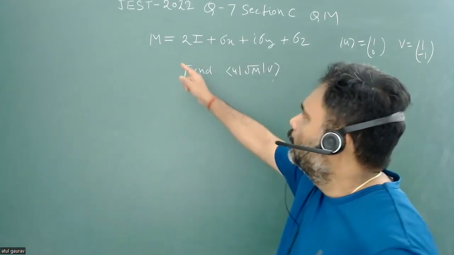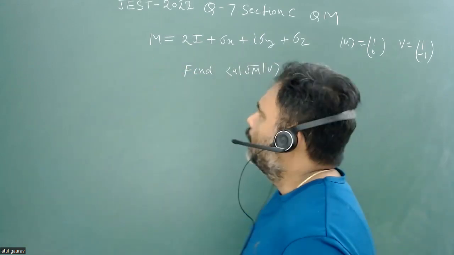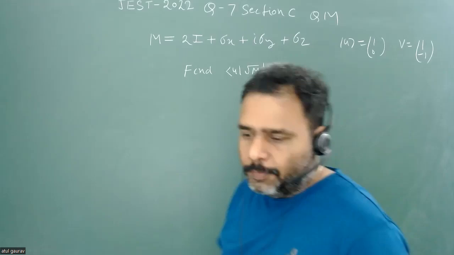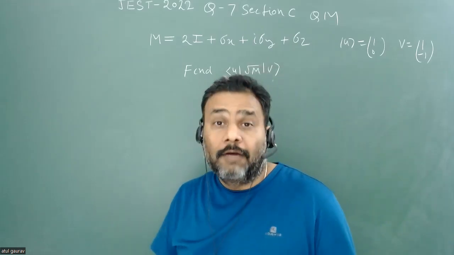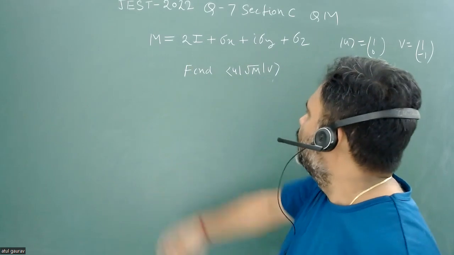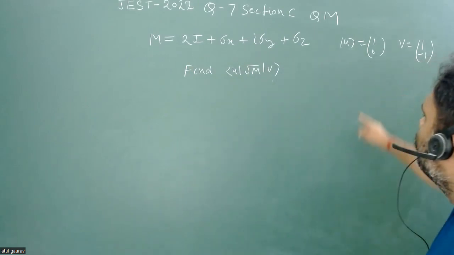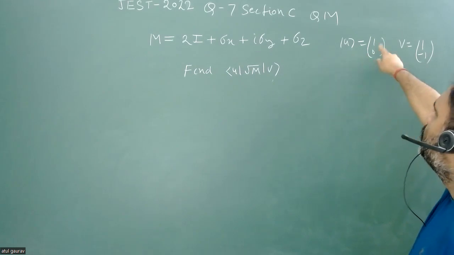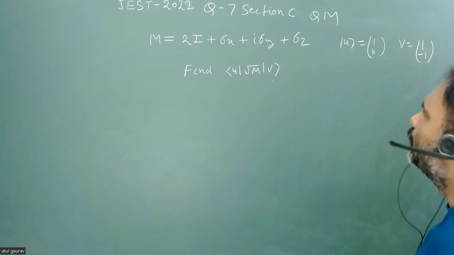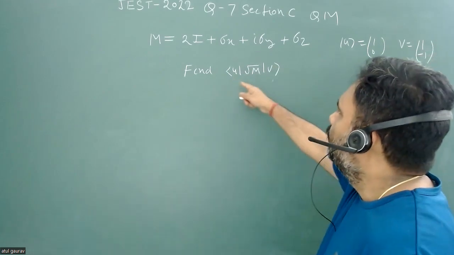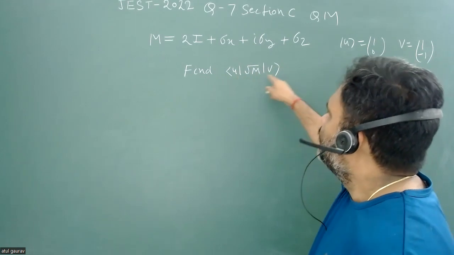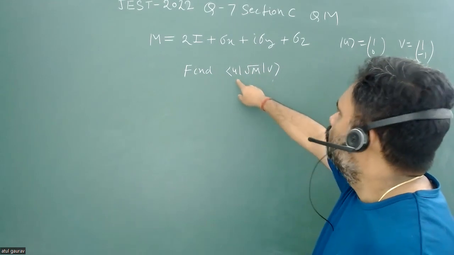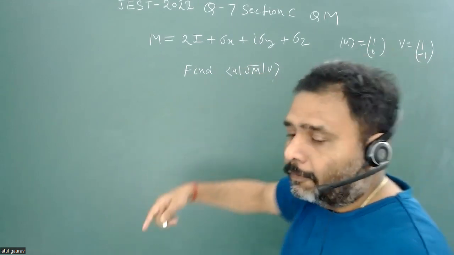So there is one operator, that is M operator. This is nothing but 2I plus sigma x, sigma y, sigma z, and these are Pauli spin matrices for spin half particle. So all these are 2 cross 2 matrices, and we have two vectors, and these are obviously column vectors. So you can say these are two states. One is u state, 1 0, another is v state, 1 minus 1. So what we have to do is find the matrix element of the operator root under M between u and v.